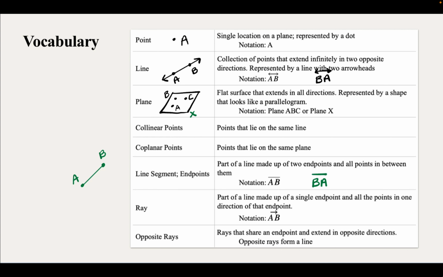A ray is a part of a line with one endpoint that goes infinitely in one direction.